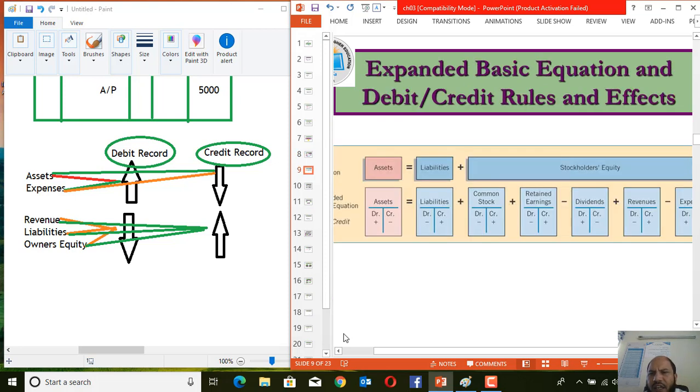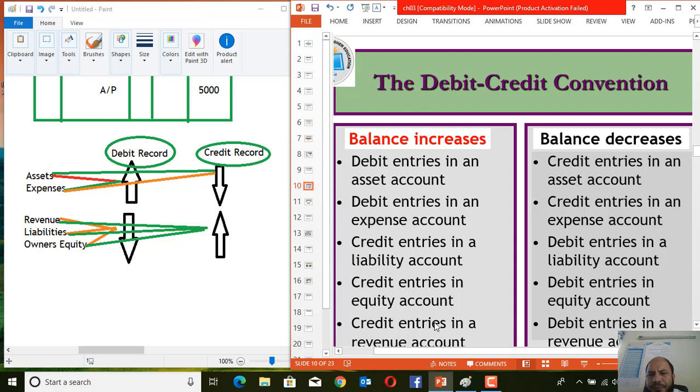These are the basic equation rules: when an asset is increasing, we will record it as a debit. When it is decreasing, this minus mark shows you the credit. The plus shows us the increase in the asset, so when it is increasing, we will make it debit. When it is decreasing, we will make it credit. The same way for liabilities, dividends, revenue and expenses. So we have already done these things.